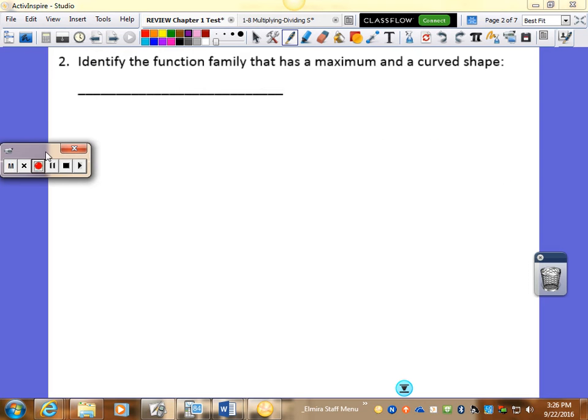The next one says identify the function family that has a maximum and a curved shape. So that would be something you would have to be looking at your function family packet for if you don't know. And if you look through the characteristics of the graph or even just the pictures at the bottom of the page, you would see that quadratics have a maximum and a curved shape.